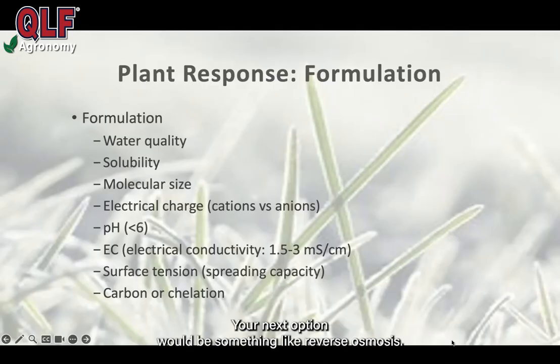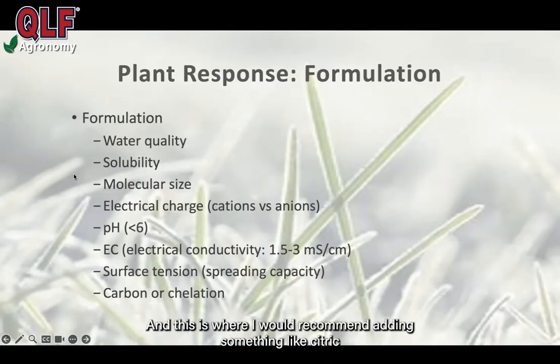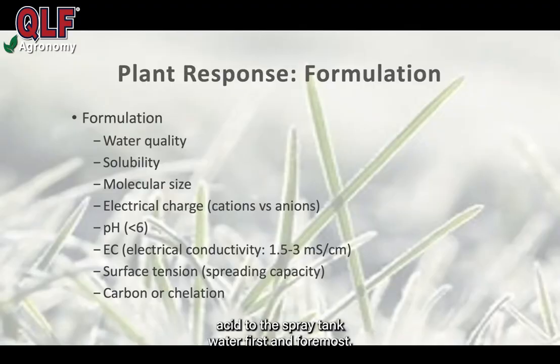Your next option would be something like reverse osmosis, and this can also, of course, help to pull out all those contaminants, so you're left with very, very pure, very, very clean water. And that can also be, again, very helpful. And lastly, I would just emphasize, if you can't do my lowest hanging fruit here, if you can't do rainwater or reverse osmosis, we have to kind of talk about the spray pH here. And this is where I would recommend adding something like citric acid to the spray tank water first and foremost.